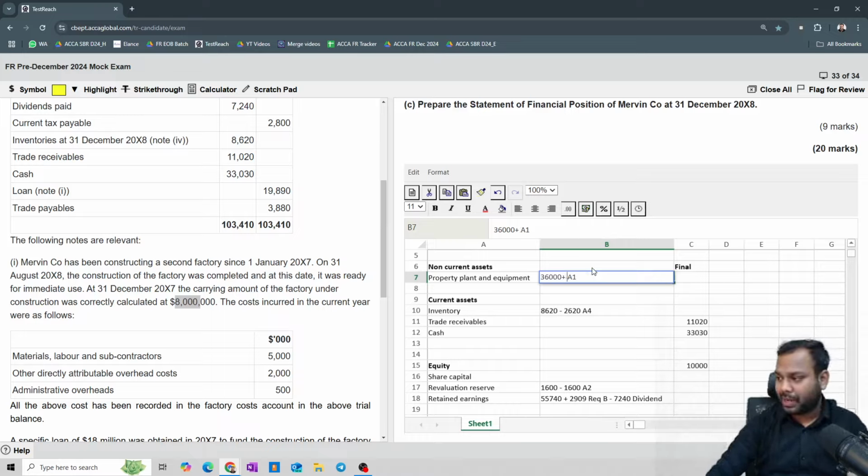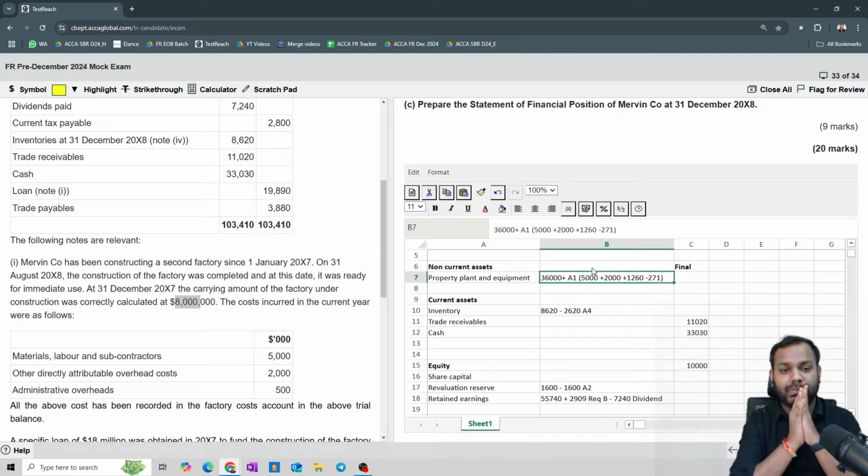So right here, plus A1. Right here, in the bracket you write, what is the cost we have incurred in the current year? 5,000 plus 2,000 plus 1260 of the borrowing costs minus 271 of the finance depreciation. Yes, very good, Sadavrat Mittal. I wanted you guys to identify that, but no one told me, so I have to rectify it myself. So now tell me, what is the amount?